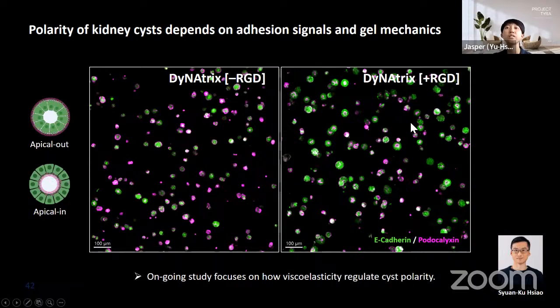And by adding RGD, we can start seeing some cysts form this correct apical-in polarity inside. However, we can still see some of the cysts did not form this native correct polarity. And we believe that the gel mechanics, the viscoelasticity, plays a role in the polarity as well. So Tim in our lab has been focusing on how to change the viscoelasticity and how it regulates cell polarity.